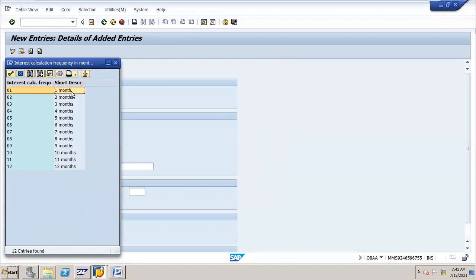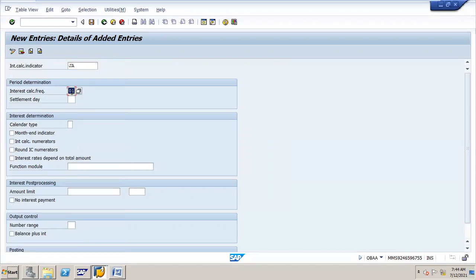So I'm going to run this on a monthly basis. Next, I told you that the end user will perform the interest calculation, right? He just runs the interest calculation. The system automatically calculates the interest and automatically updates the GLs. The system will do that automatically.